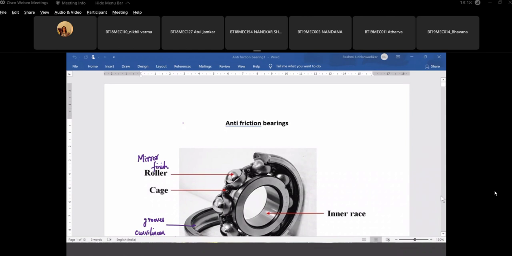Anti-friction bearing is designed for radial loads. What about journal bearing? Amay, journal bearings, are they designed for axial load?